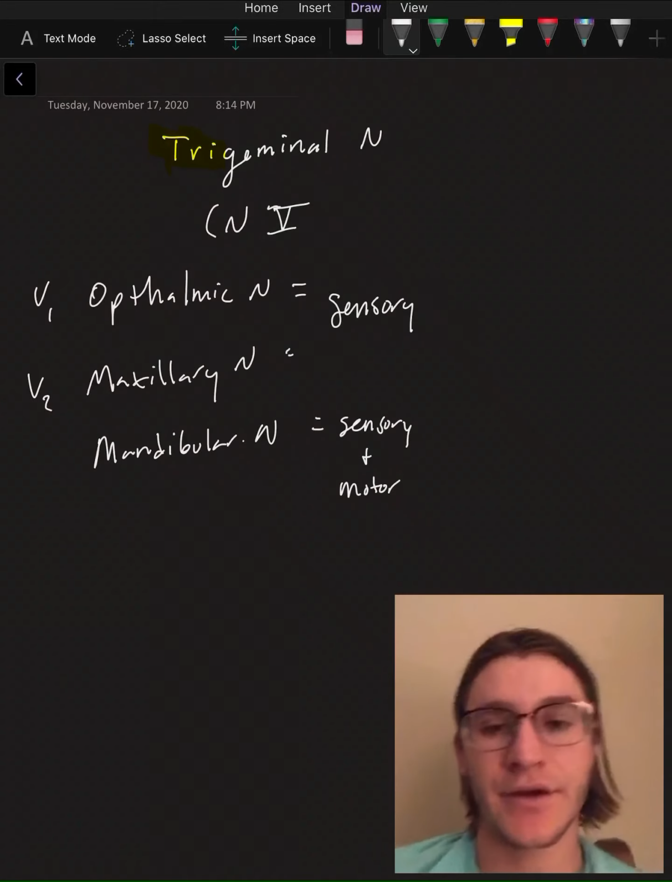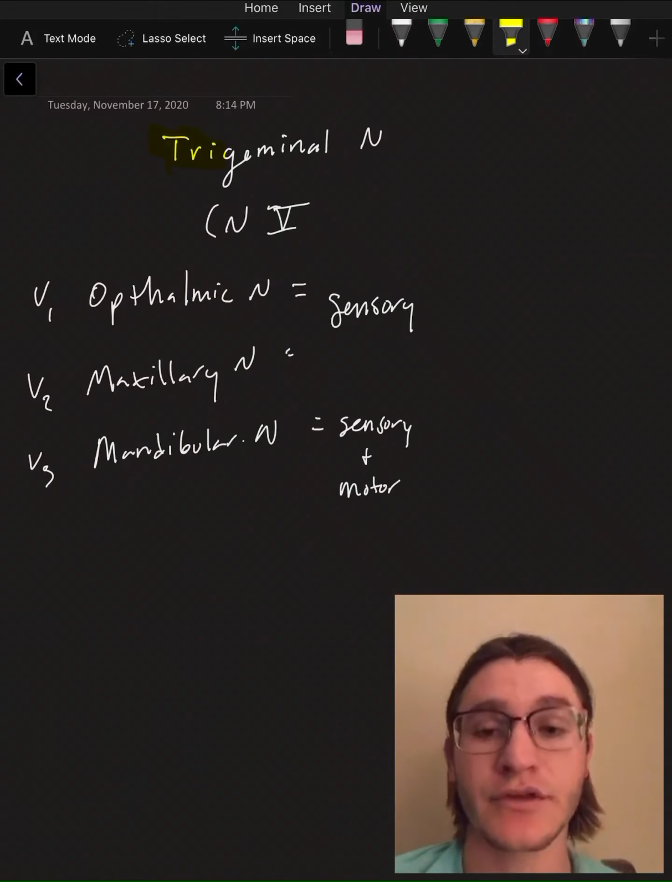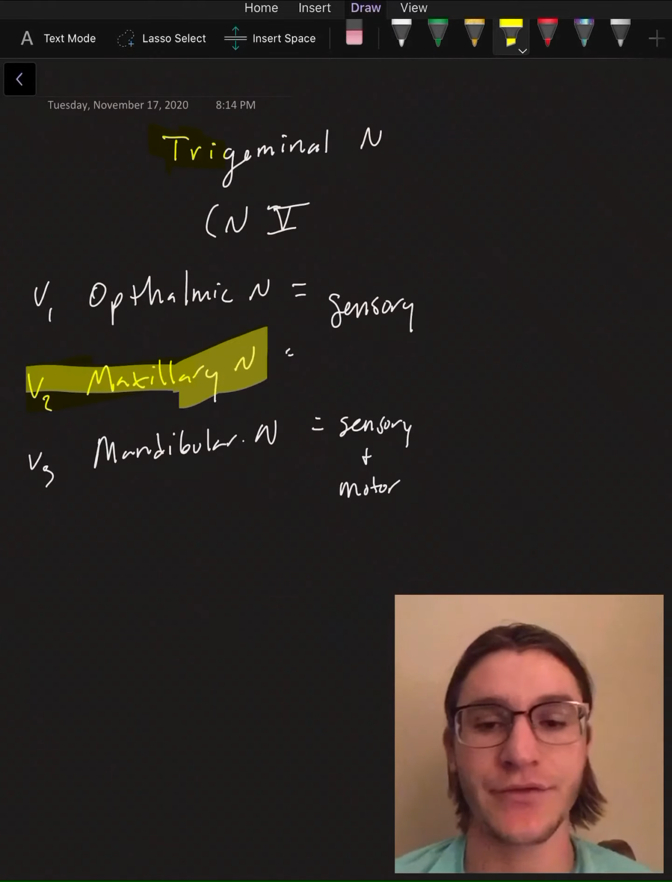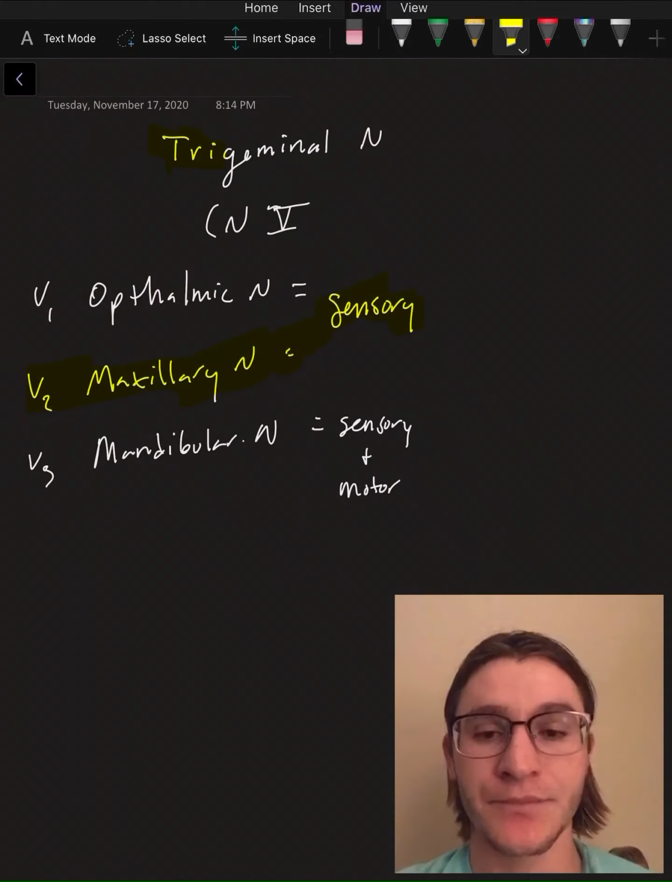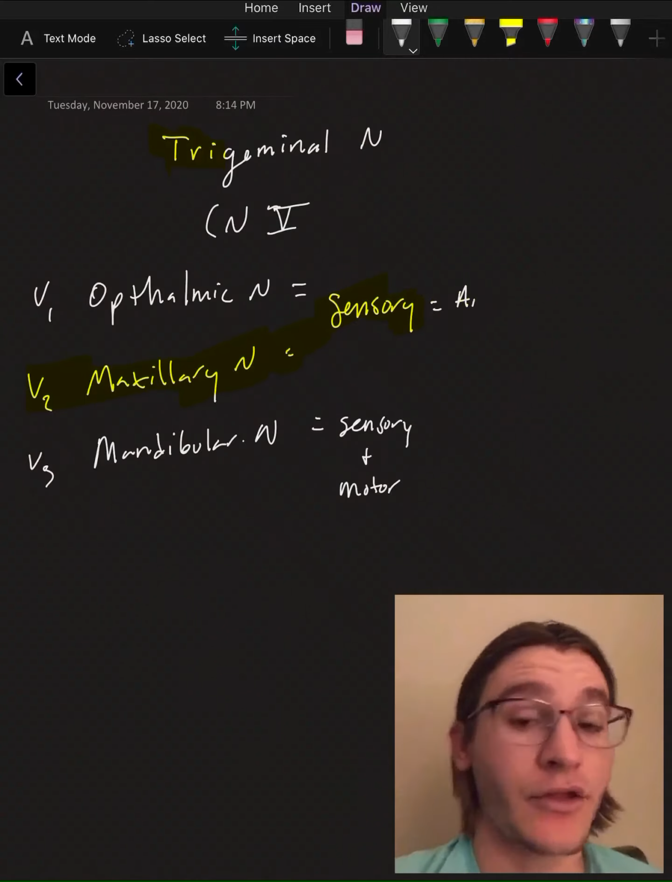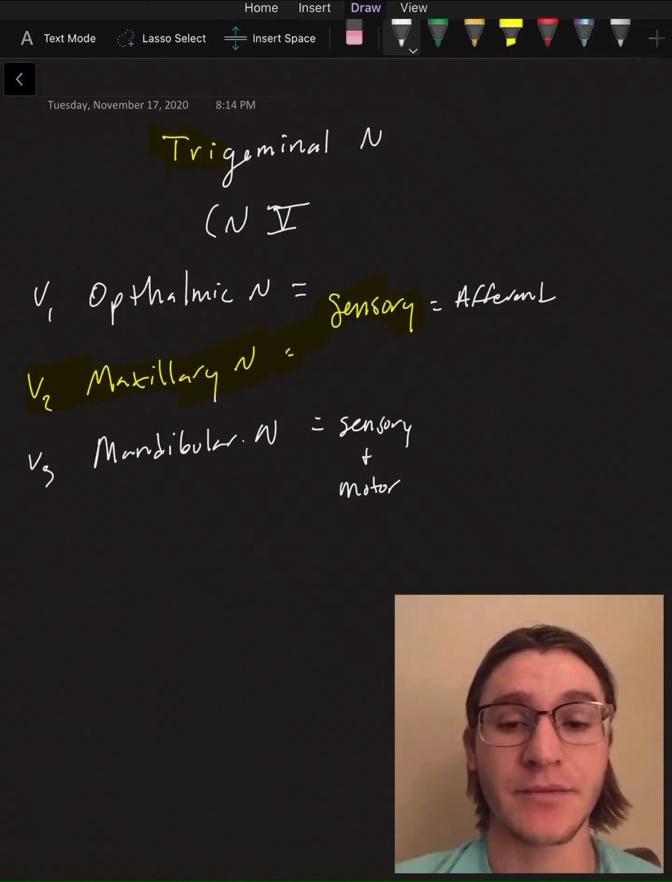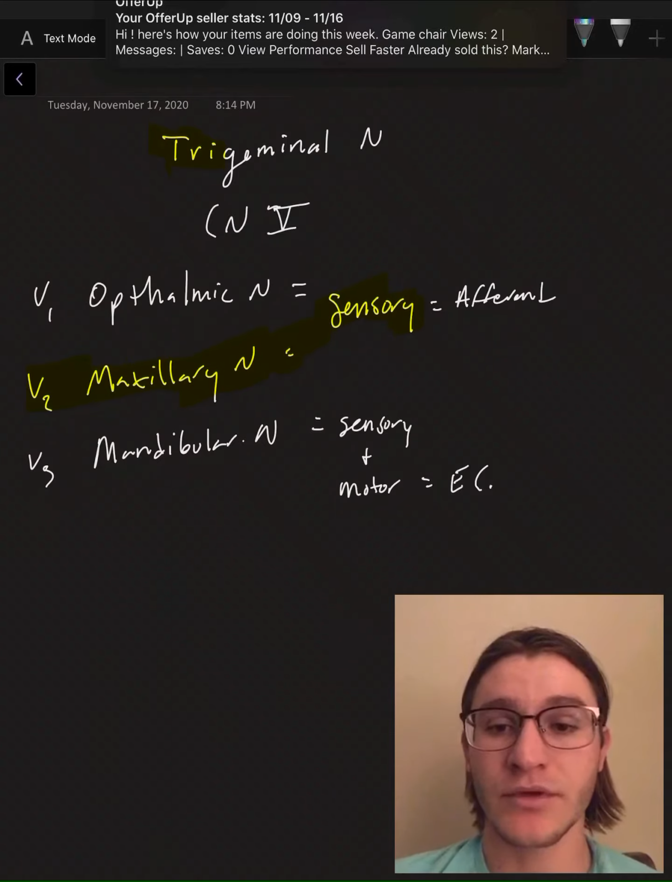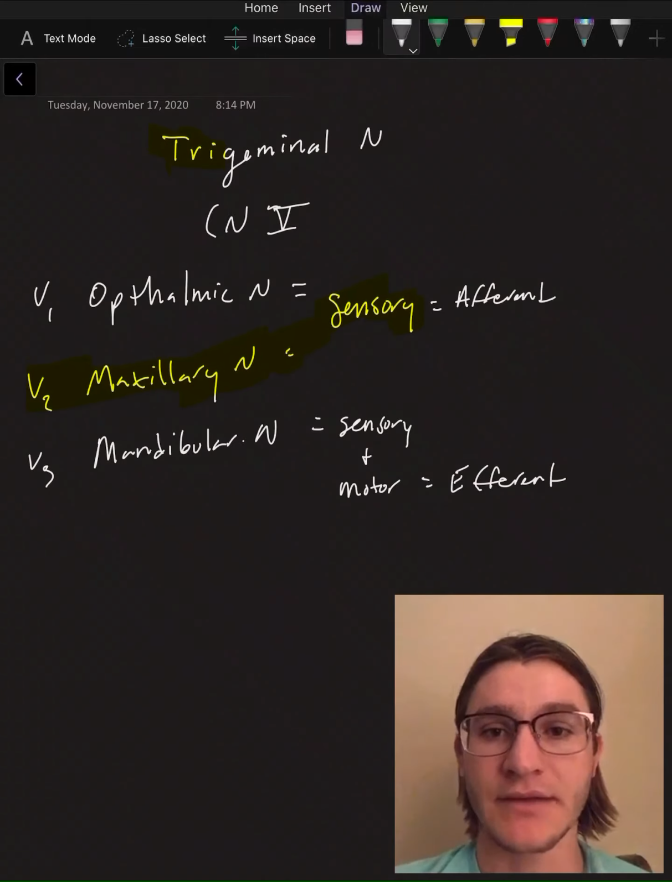It's Adam Science here, and today we're going to be going over the trigeminal nerve, cranial nerve 5, and more specifically, the maxillary nerve. I cover the other branches, the ophthalmic nerve and the mandibular nerve, in other videos, but we're just going to be going over the maxillary nerve.